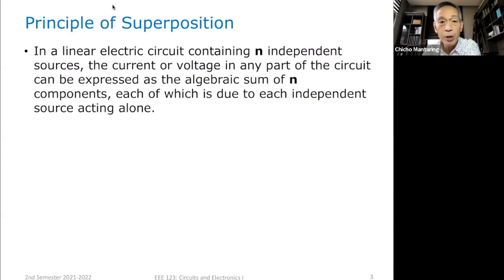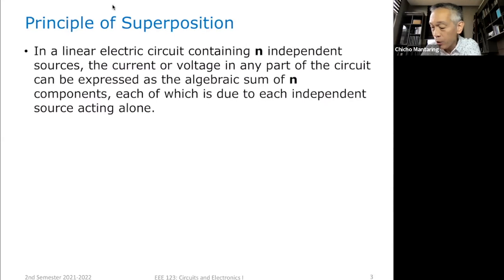Okay, so let's start with the principle of superposition. In a linear electric circuit, and don't worry at this point what a linear circuit means, that will later be explained to you. But in a linear electric circuit containing n independent sources, the current or voltage in any part of the circuit can be expressed as the algebraic sum of n components, each of which is due to each independent source acting alone. I don't want you to get intimidated by the definition.